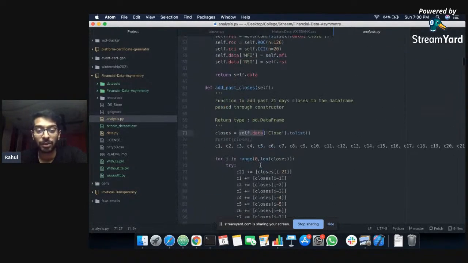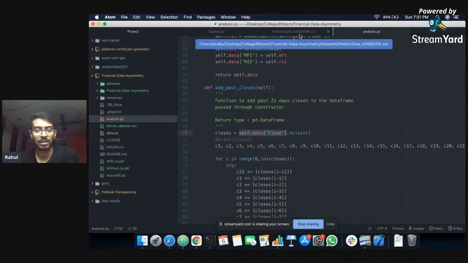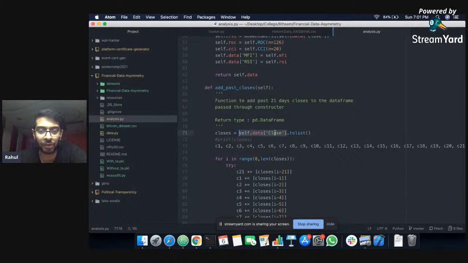So basically we're referencing that particular close column because that is what we are going to be dealing with right now, and that is what matters to us at this particular moment, right? Because we want to add the closing price for the past 21 days. So obviously we will have to go to the close column. So we call the close column and convert it to a list. This is just for the sake of convenience. That's pretty much about it. The reason we're converting it to a list.